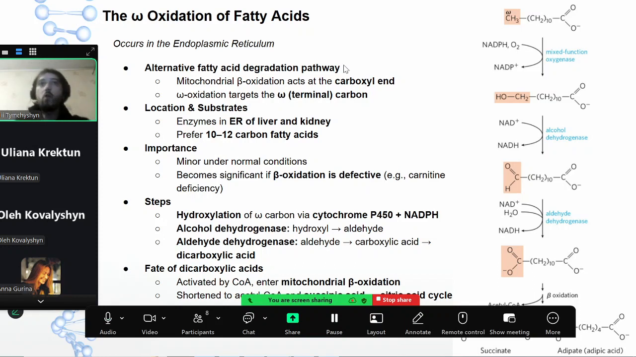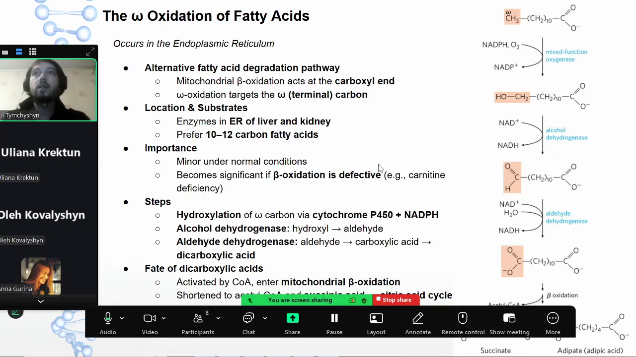Good. One more biochemical pathway: the omega oxidation of fatty acids. If we number our carbon atoms starting with the carbon next to the acidic group, there is a notion of the last carbon atom, independent of the length of the chain. That atom is called omega, the omega carbon atom.